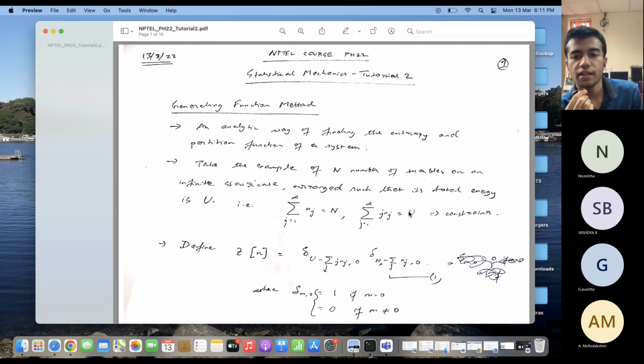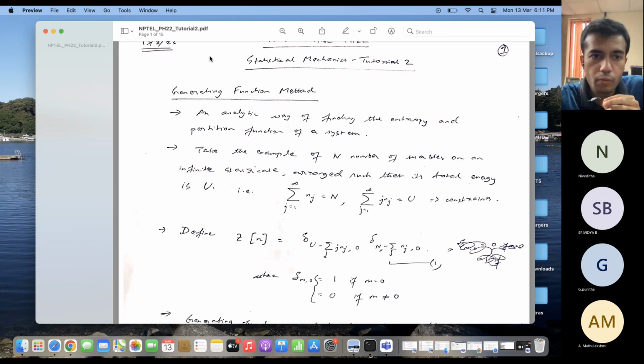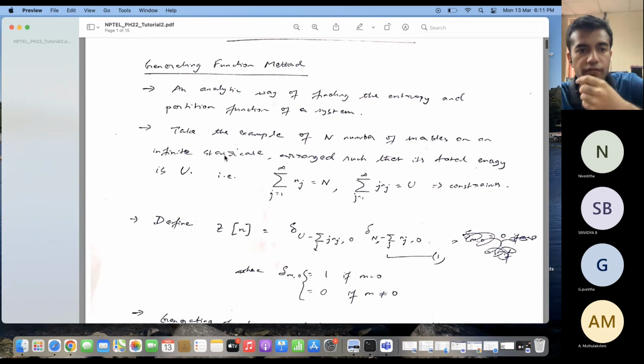But what if there is an infinite number of marbles or an infinite number of steps? Then how do we proceed with the problem in that case? A good way of proceeding with that kind of problem is to use this generating function method. This is an analytic way of finding the entropy of the system. So we will take the example of the staircase only, which I had mentioned earlier.